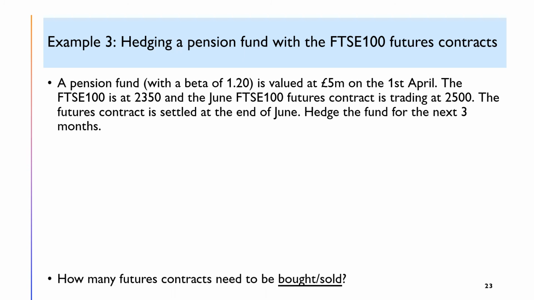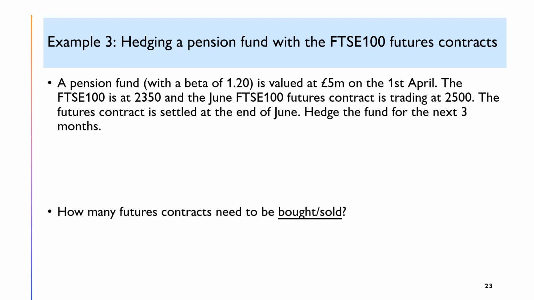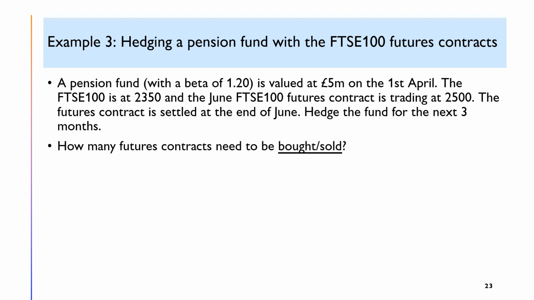How many futures contracts need to be sold? The number of futures contracts to be sold is calculated as follows. In the calculation, beta of the portfolio is multiplied by the portfolio value and divided by the futures contract size. In total, 240 stock index futures contracts are sold.